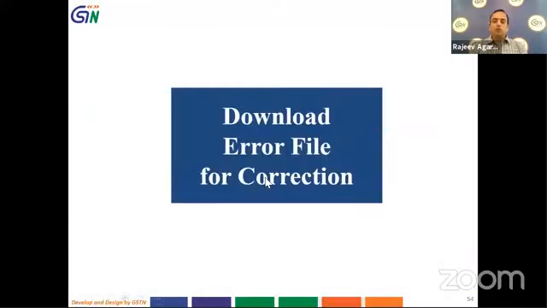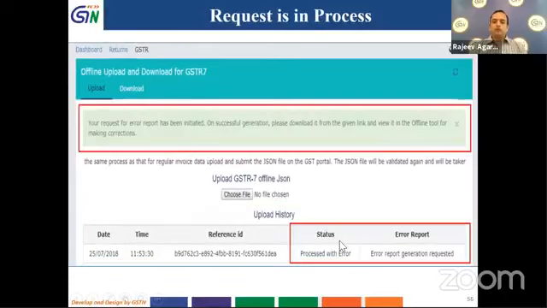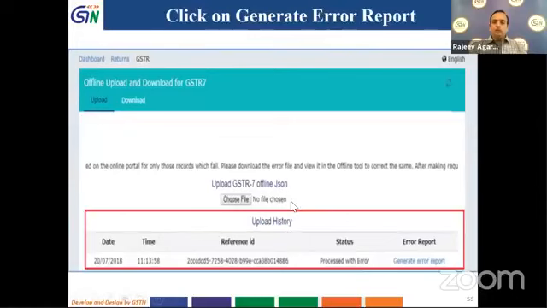Now we will see how to download the error file. So you remember we created the JSON file and uploaded it. It took some time to process, and after that it shows that the file has been processed. Supposing there were some errors in the file, it will show "processed with error." So what you will have to do is click on generate error report.